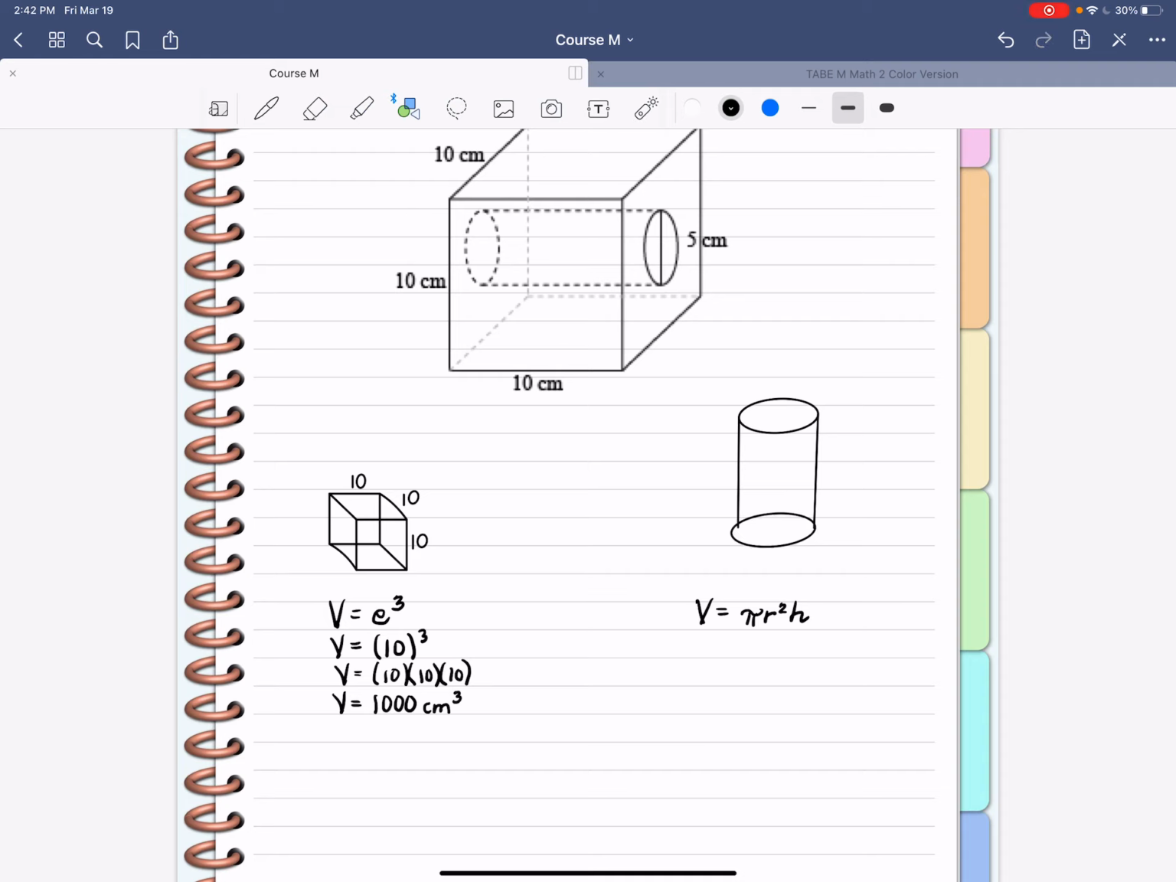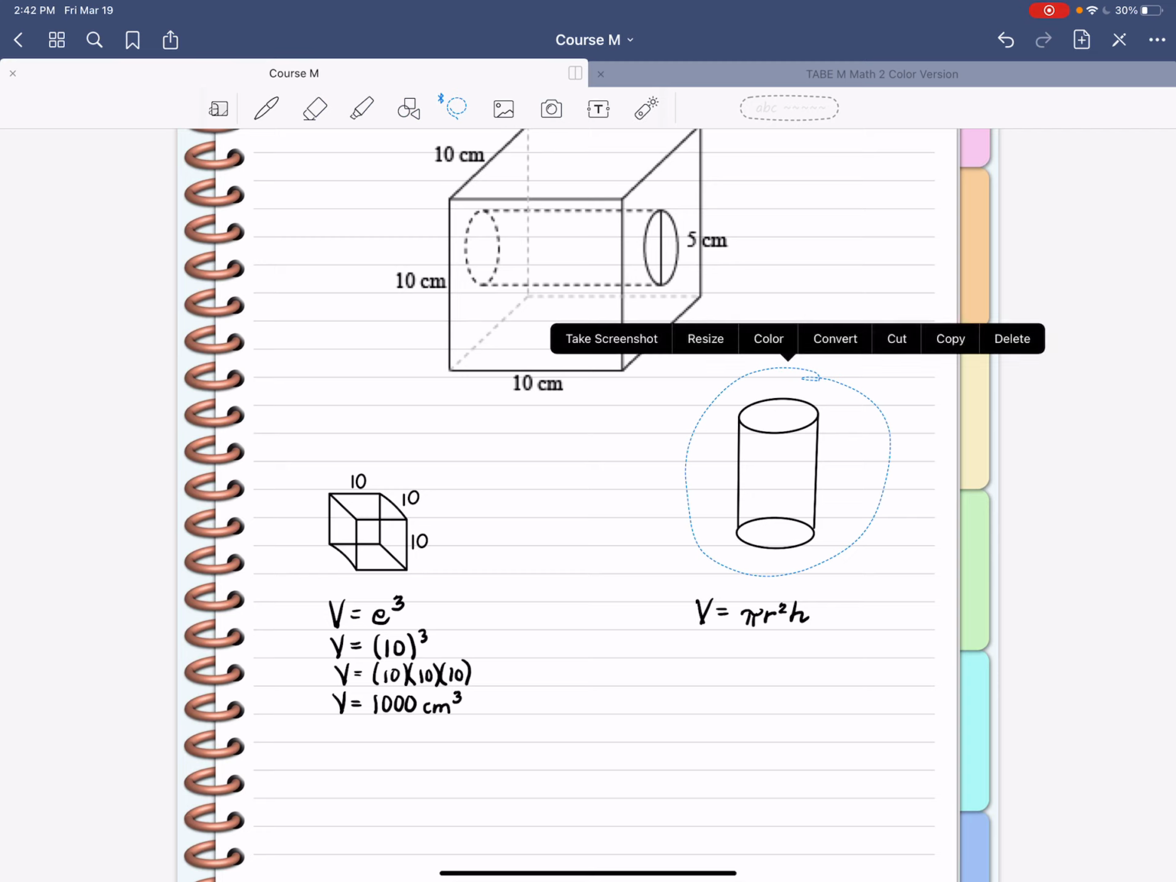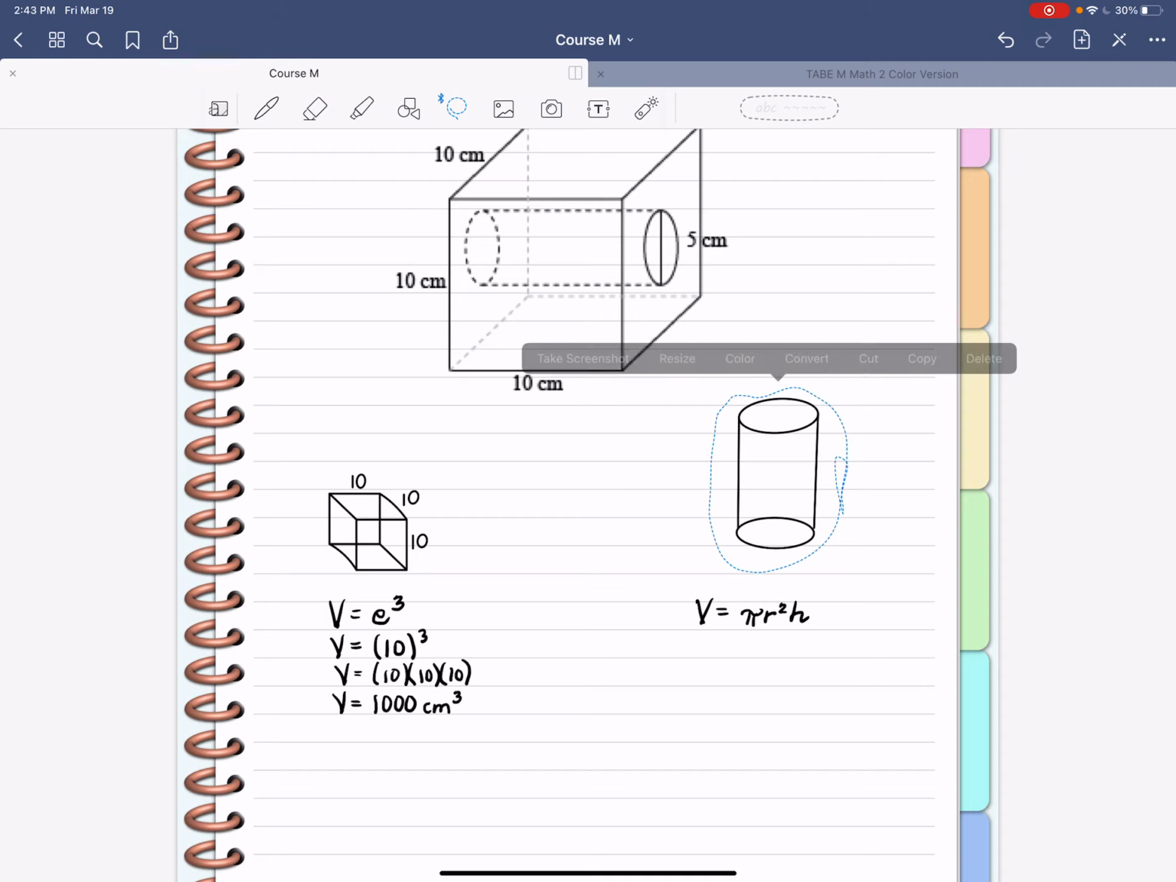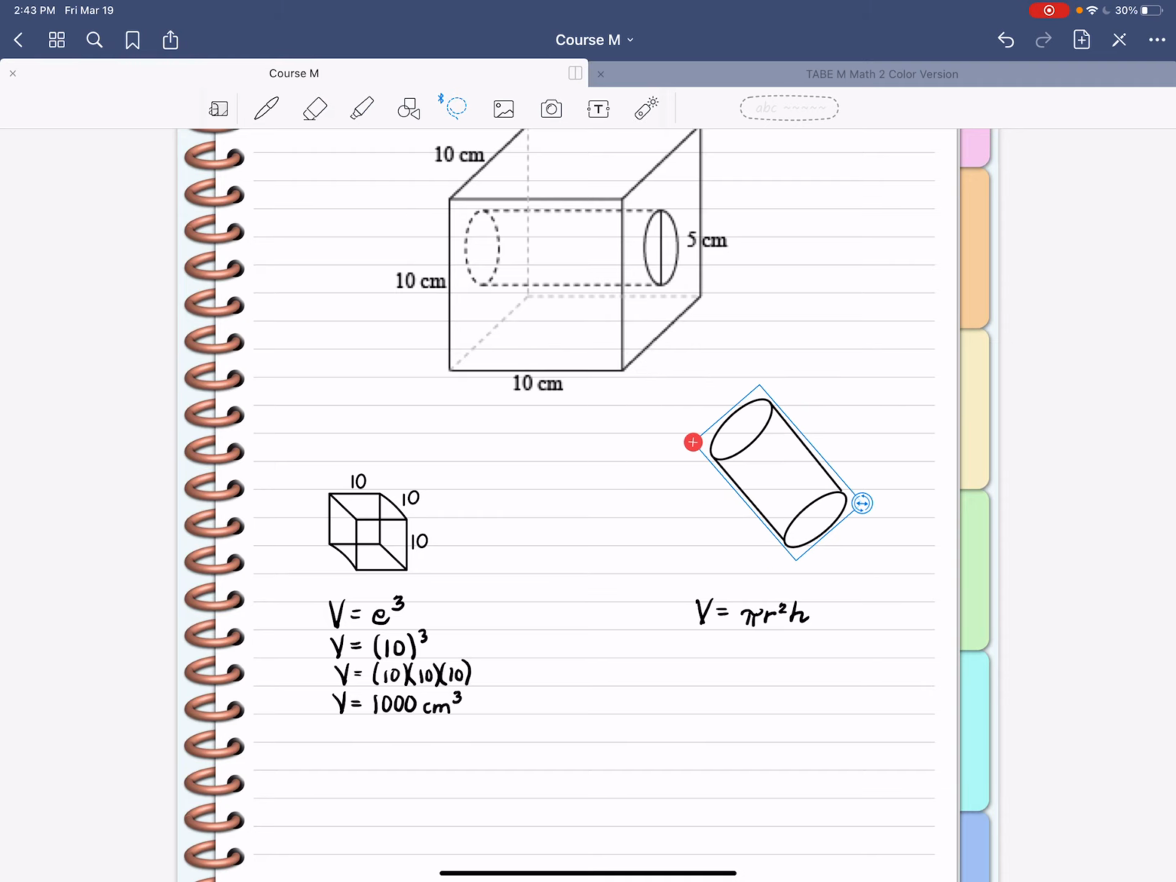I am not an artist, folks. That's close. Well, it's not really close enough. That's close enough. That's as close as I can get it. I'm going to rotate it onto its side. Whoops. Don't want to rotate all that. There we go. So here's the cylinder.